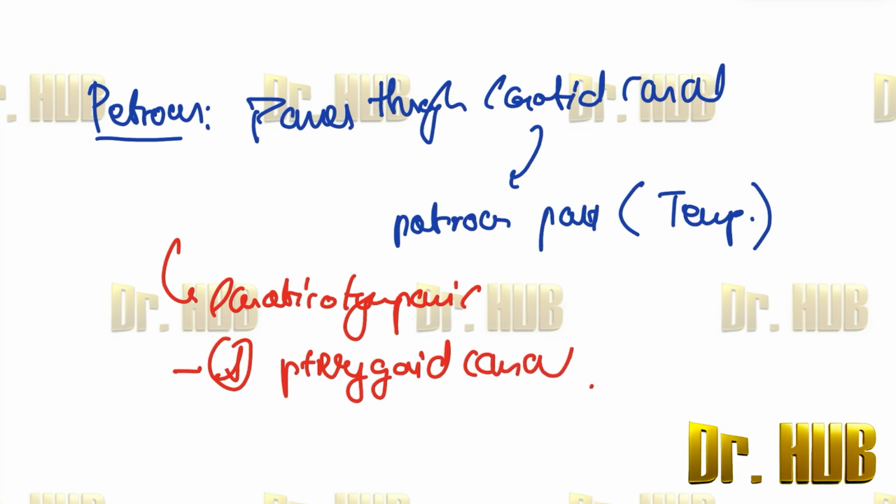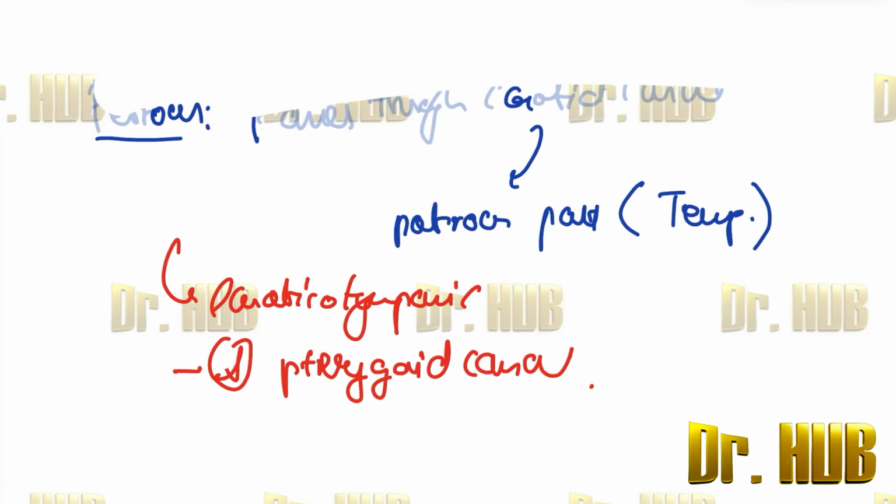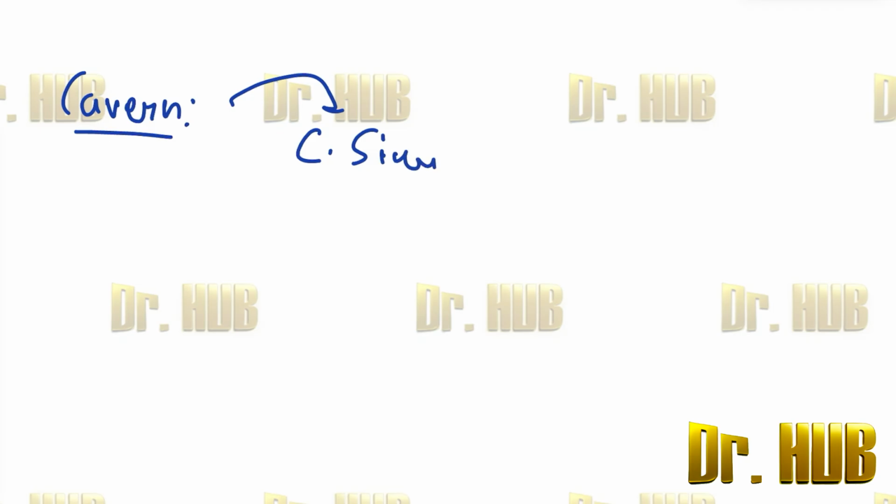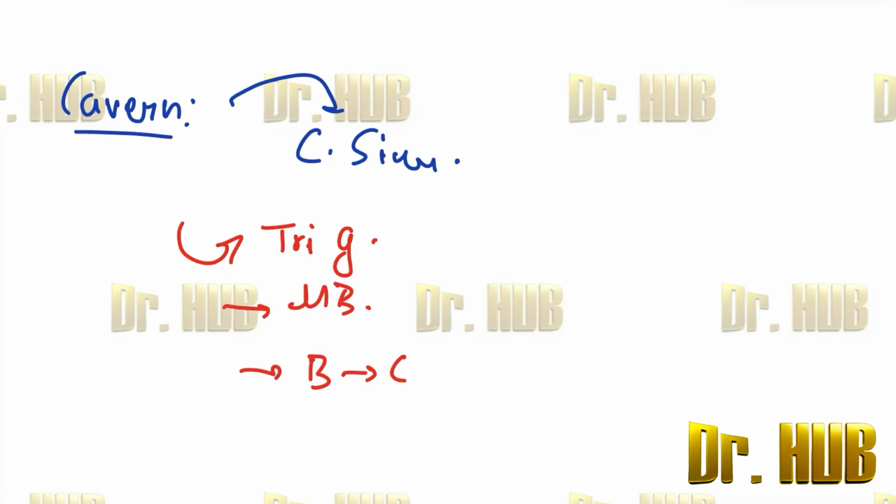Next, we move on to the cavernous part. As the name suggests, it refers to the cavernous sinus, and the branches are the branch to the trigeminal ganglion, the meningeal branch, as well as the branch to the cavernous sinus and the hypophyseal branches.